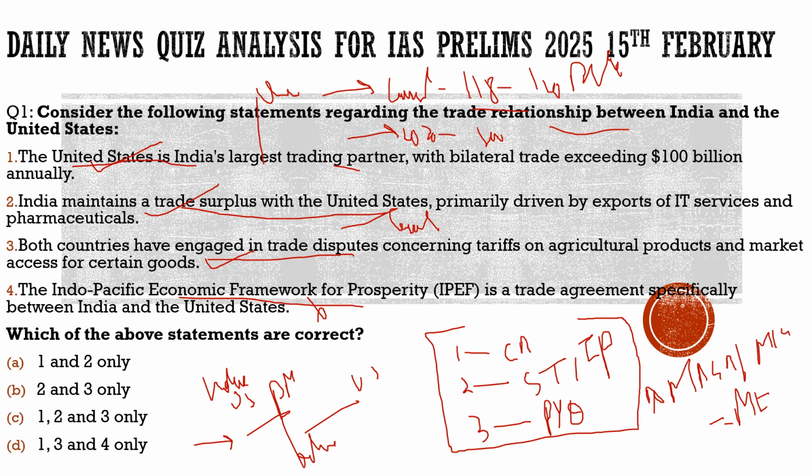There are many other countries. So with respect to this question, what are the correct statements? Correct statements are statement 1, statement 2 and statement 3. So the correct option would be option C.